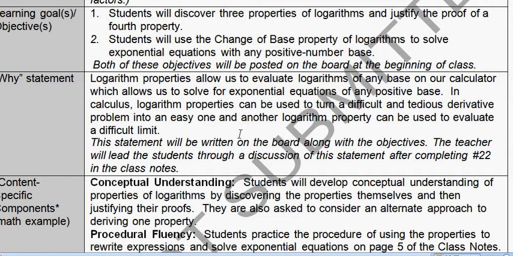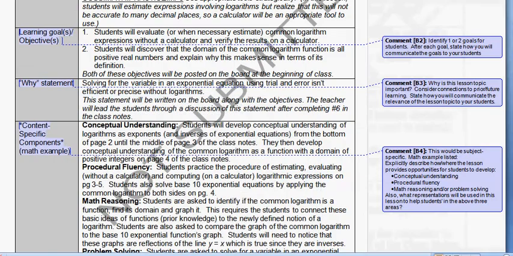So it gives them a little insight. They don't have to really know any details here. They're just getting a feel for, oh, okay, I see why I would want to learn this. I see that this has some relevance to something I'm going to be thinking about. And again, I italicized this at the end here. This statement would be written on the board, and then the teacher would lead the students through a discussion of this statement after completing number 6 in the class notes, which I'm not showing you right now.